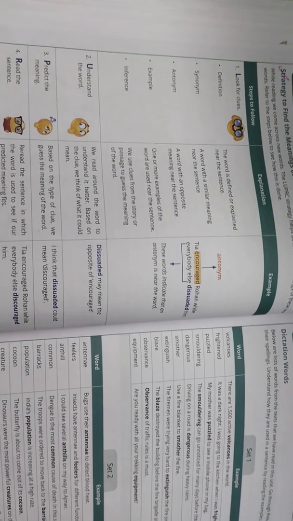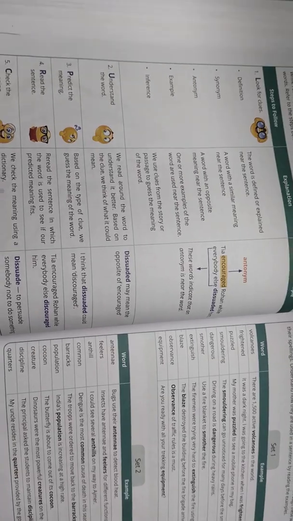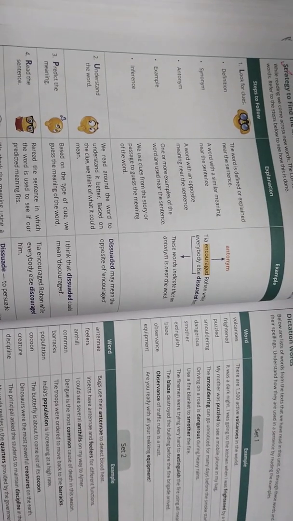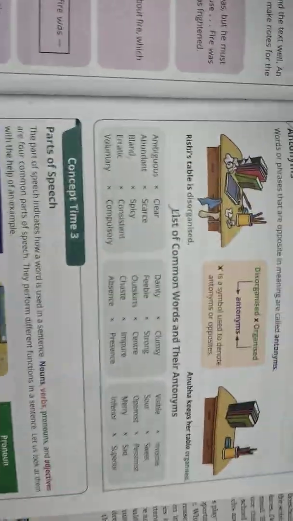After this, just take out your dictionary and check whether your predicted meaning is correct. Did you get me? So these are the 5 steps, the LUPRC steps, that should be followed to find the meaning of new words. So these are the things we are going to learn with this. Along with this, we are going to learn about the antonym.